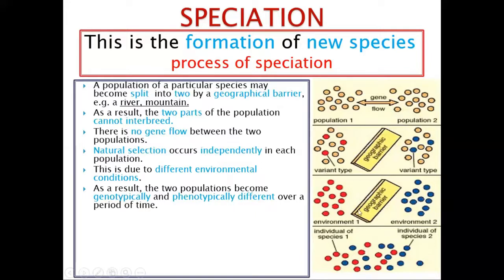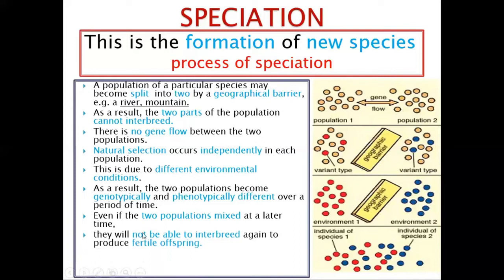And then if you remove the barrier, we are saying that even if the populations mix at a later time, what will happen? They will not be able to interbreed again to produce fertile offspring. Some of them can interbreed, but they may not produce fertile offspring. We will see this one as we go on.